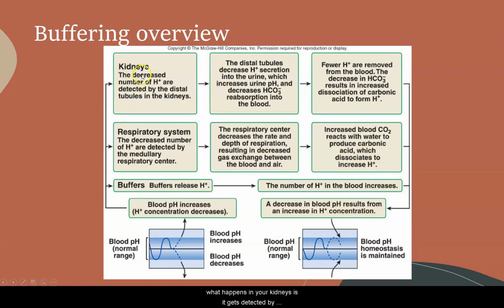And then what happens in your kidneys is it gets detected by the distal tubules in the kidneys. The distal tubules decrease proton secretion into the urine, right? Because you don't want to expel any protons anymore into your urine. And that increases urine pH and decreases bicarbonate reabsorption into the blood. Fewer protons get removed from the blood because there's less bicarbonate, and that also will end up decreasing the blood's pH.